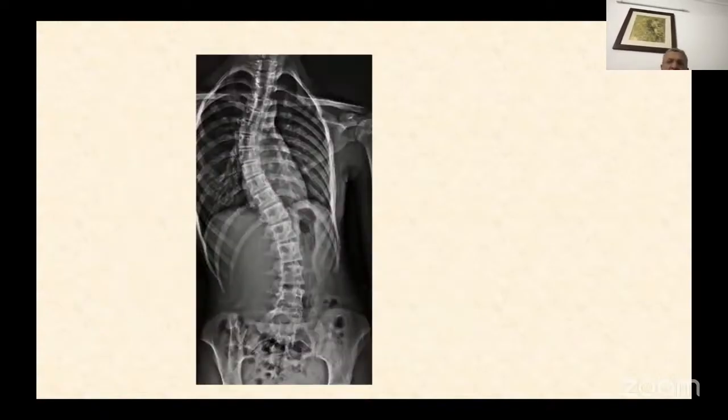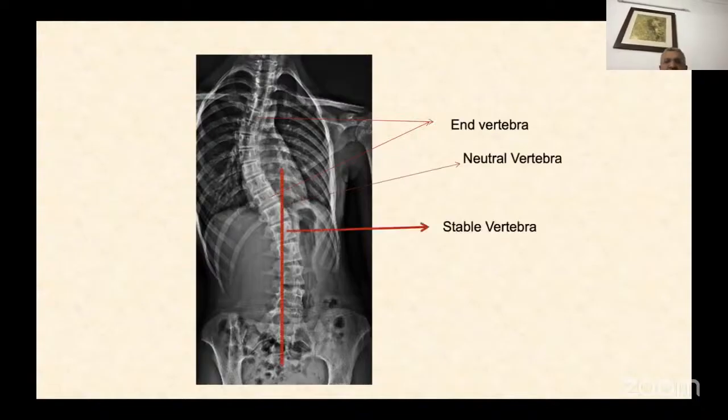I'll give you an example. See this curve? The end vertebra is about T11, but the neutral vertebra is T12, and the stable vertebra here is L1. Therefore, it would be safe for you to use the stable vertebra. Basically, what does the stable vertebra mean? The vertebra which is in line with the sacrum. Therefore, your construct will come in line with the L1 vertebra, and therefore the whole construct will be in line with the sacrum. Okay, that's all it's about.